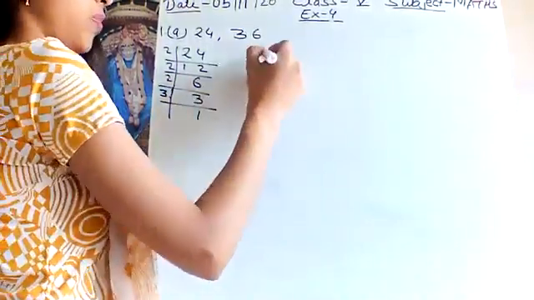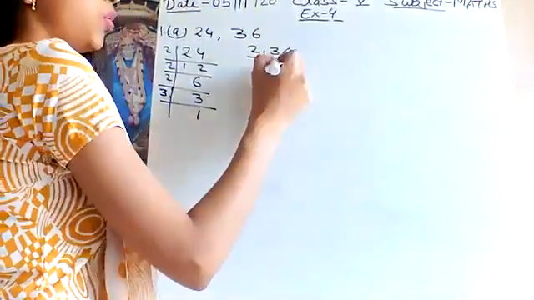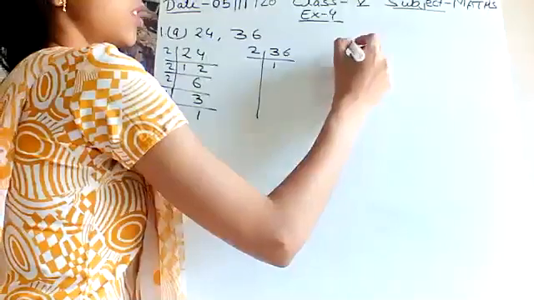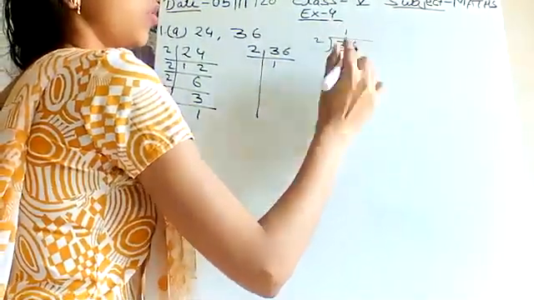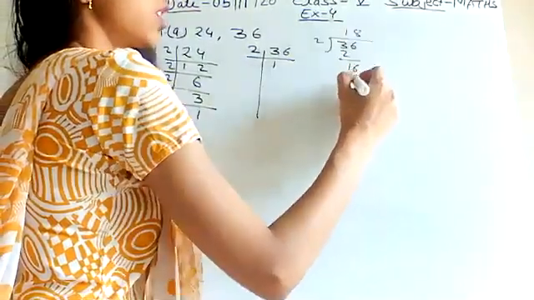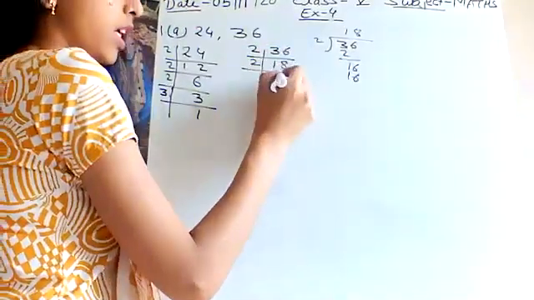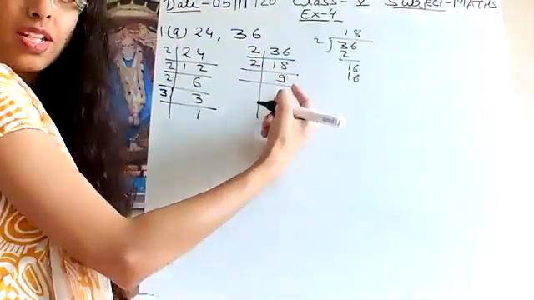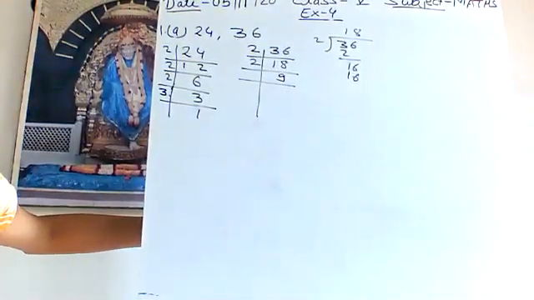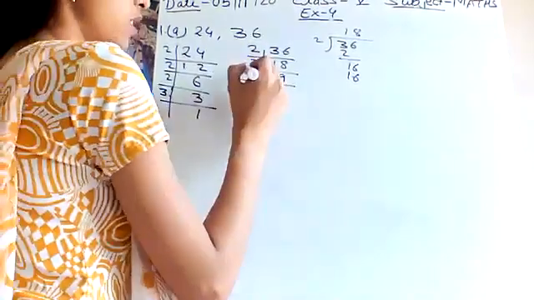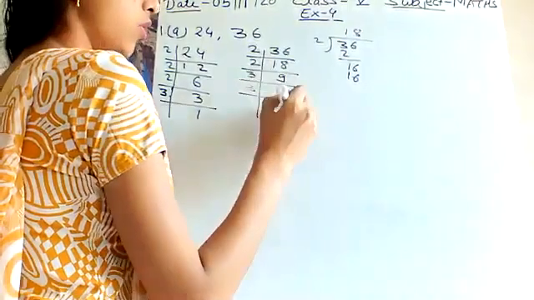3 1s are 3. Same here 36. We will start dividing by 2. 2 1s are 2. 36 डिवाइड करेंगे 2 से, तो 2 1s are 2. 1 and 6. 2 8s are 16. Okay, so here what will come? 18. Now 18, 2 9s are 18. Now 9 is not divisible by 2. So we will take 3. Next prime number is 3. 3 3s are 9. And 3 1s are 3.